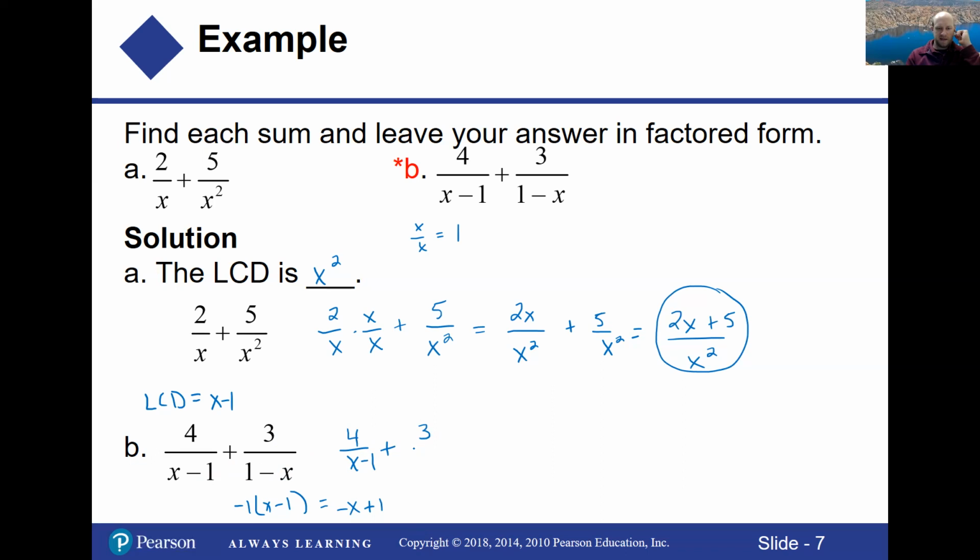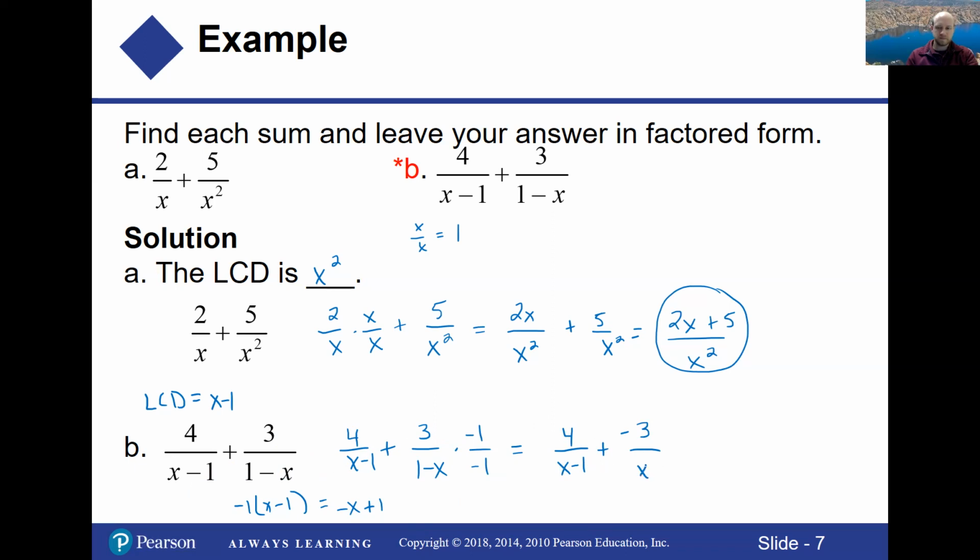So I'm going to take the first rational expression, 4 over x minus 1, and it stays the same. 3 over 1 minus x, I'm going to multiply top and bottom by that -1. And that's going to, again, allow me to get that common denominator of x minus 1 with this. Okay. So I have 4 over x minus 1. Let's multiply. So plus 3 times -1 is -3 over the x minus 1.